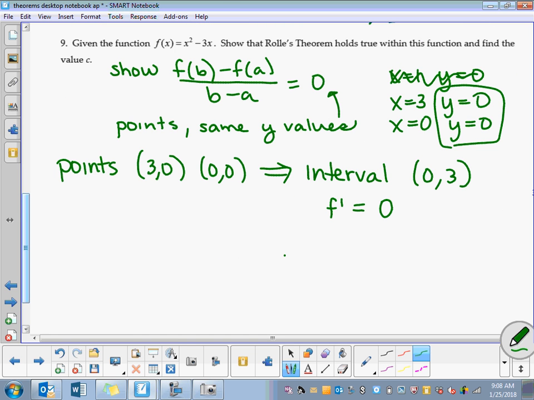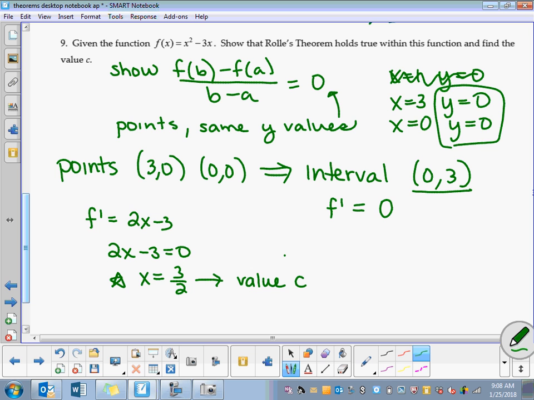This is definitely a harder problem because it doesn't tell you, well, where should you be looking? Where's the Rolle's theorem part? And you had to definitely think more about figuring out the interval. Now, f prime is 2x minus 3, this is the easy part. 2x minus 3 equals 0, x equals 3 halves. So the value of c is 3 halves, where Rolle's theorem applies.